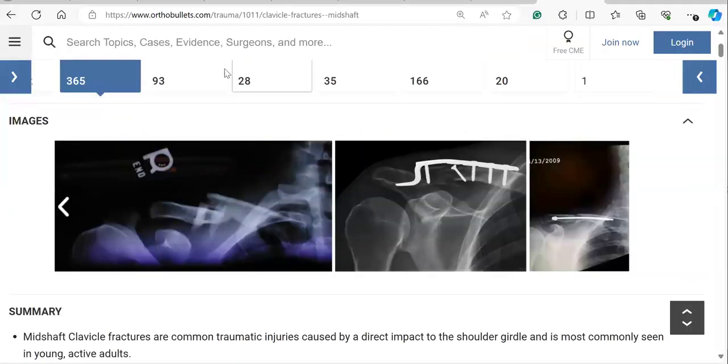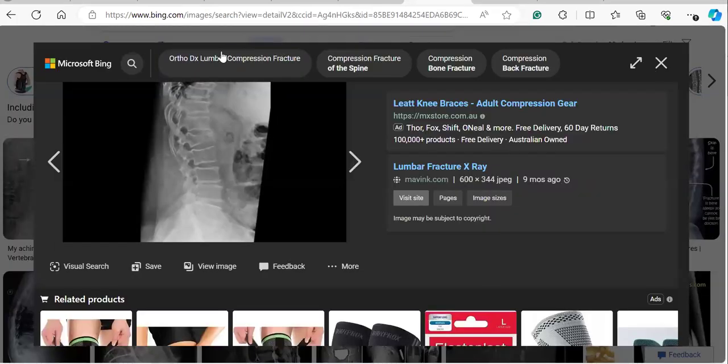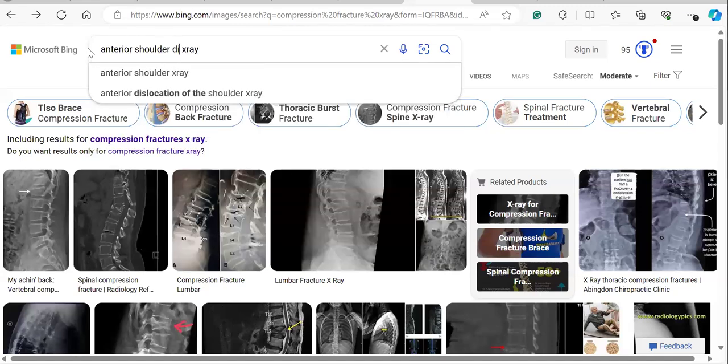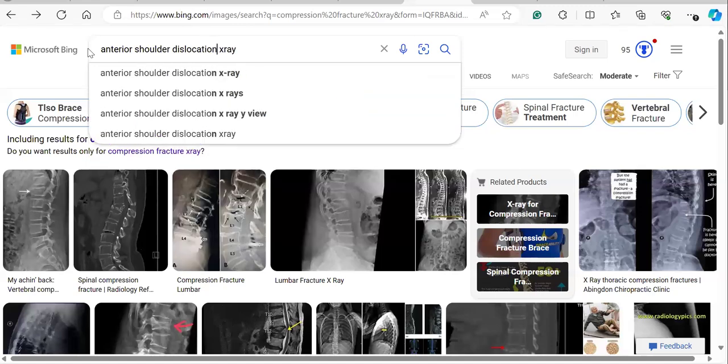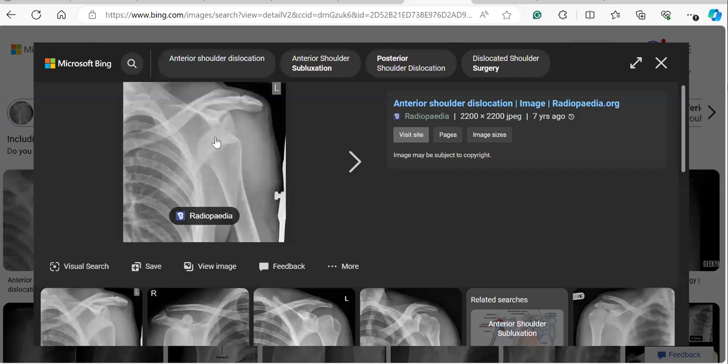Let's have a look at an X-ray of how shoulder dislocation looks. So this is anterior shoulder dislocation. Definitely you can understand that this is the shoulder joint, right? And this is where the humerus should be. And you can see the humerus is dislocated forward, or anterior. So that's anterior dislocation of the shoulder. Okay.